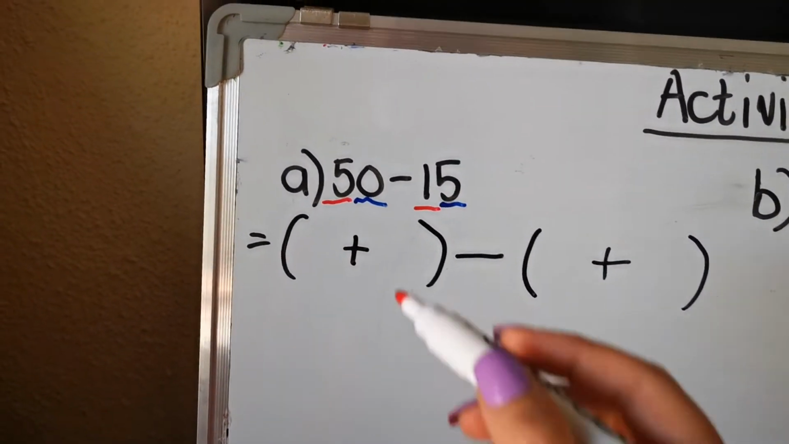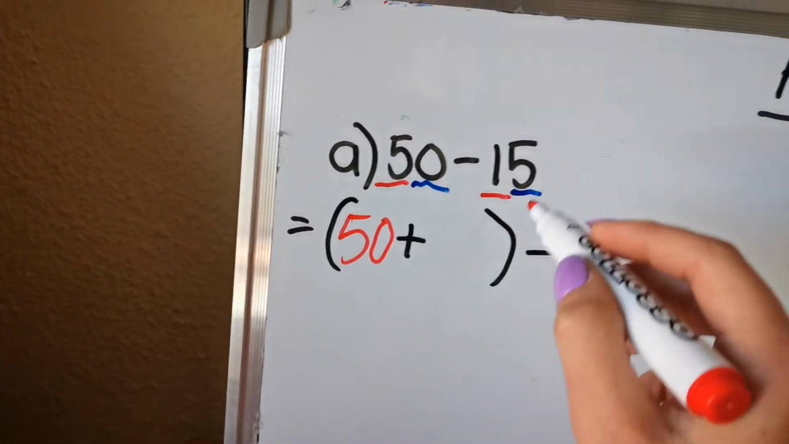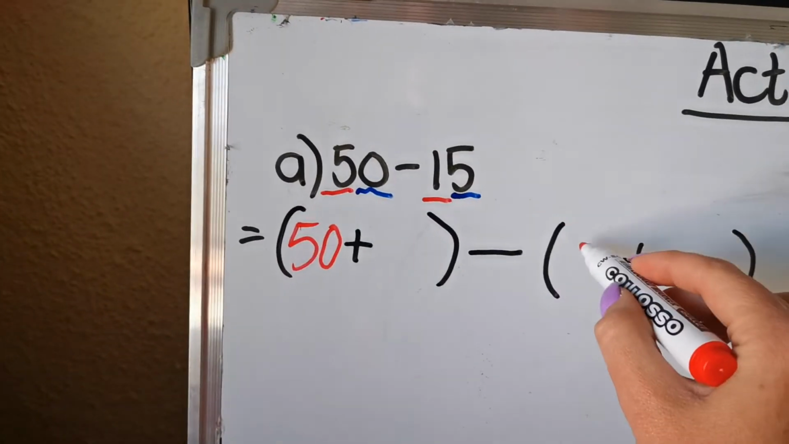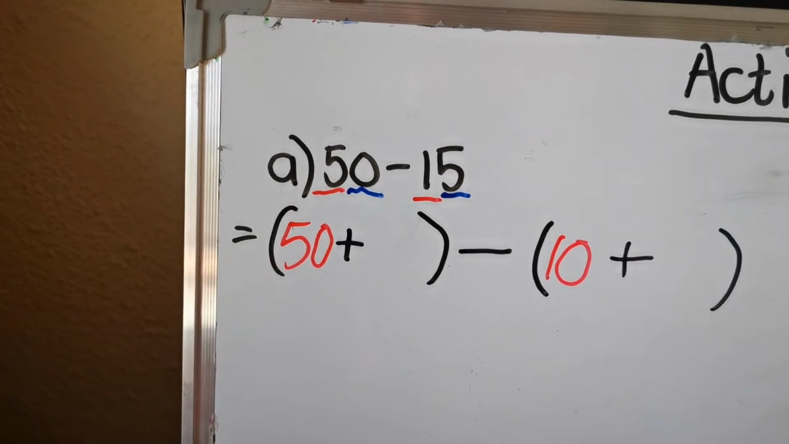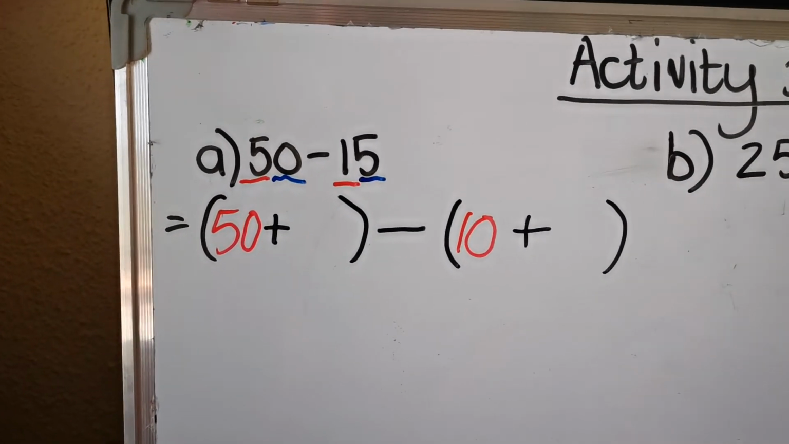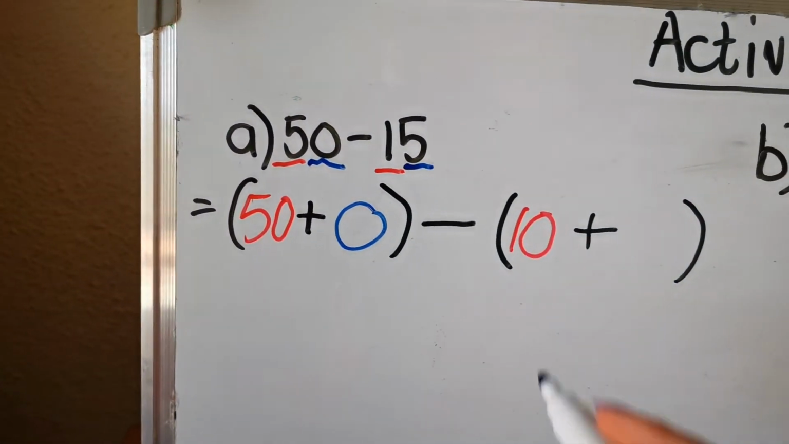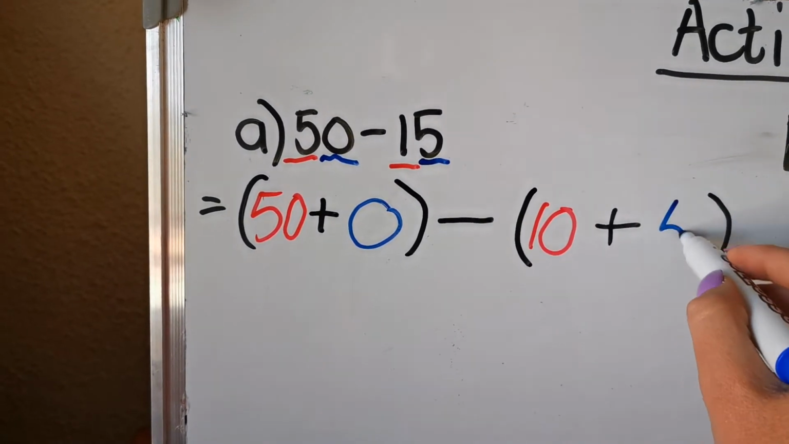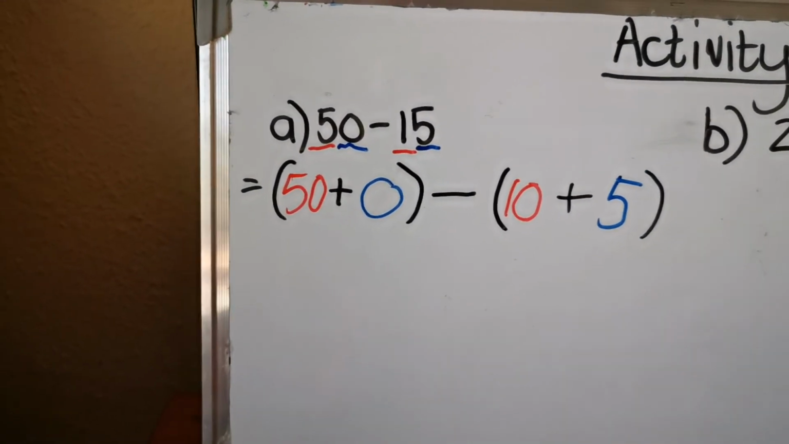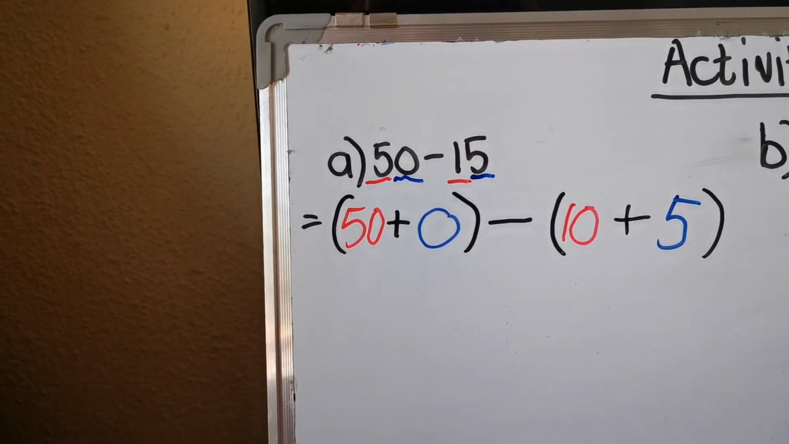So the first one, the ten is 50. And in the second, for number 15, the ten is 10. Then you're going to write the units down with the color you underlined them with. So the unit in 50 was 0. And the unit in 15 was 5. So now you've got your brackets there: 50 plus 0, take away 10 plus 5.